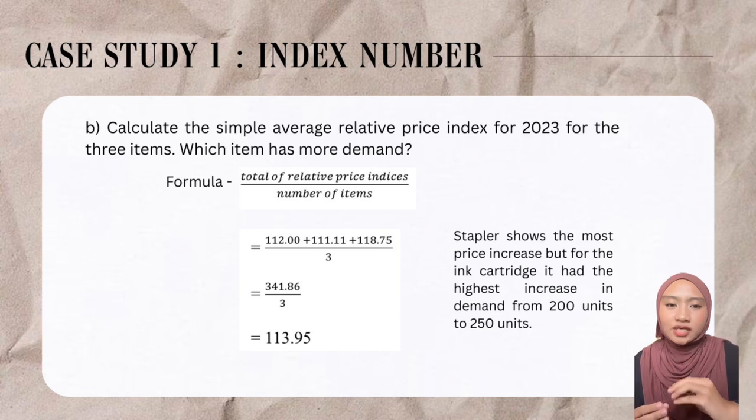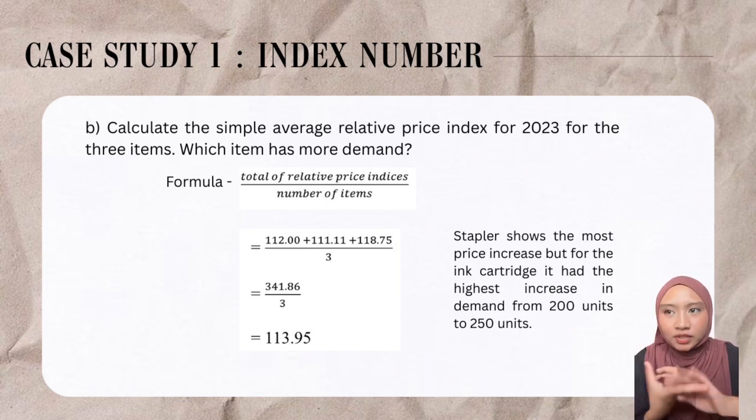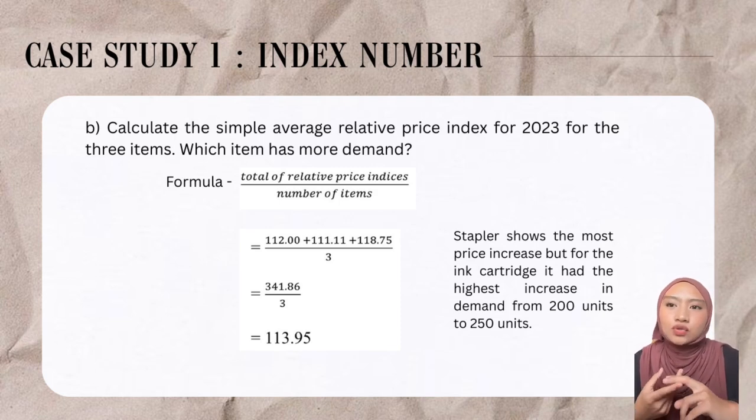Next, the question asks which item has more demand. To answer, I compare the quantities purchased. For the printer paper, it decreased from 500 units to 400 units. For the stapler, it increased from 300 to 350 units. For the ink cartridge, it increased from 200 to 250 units.